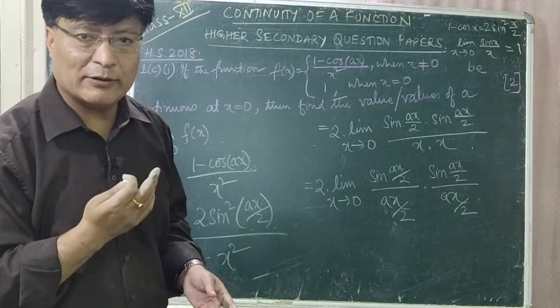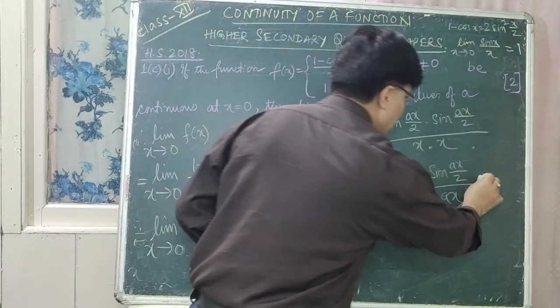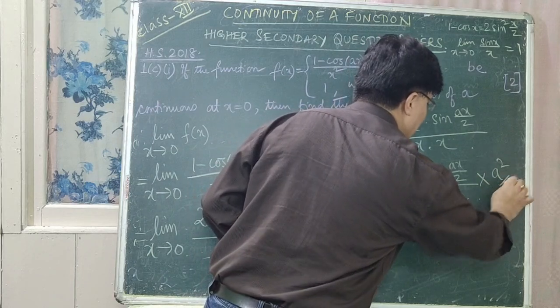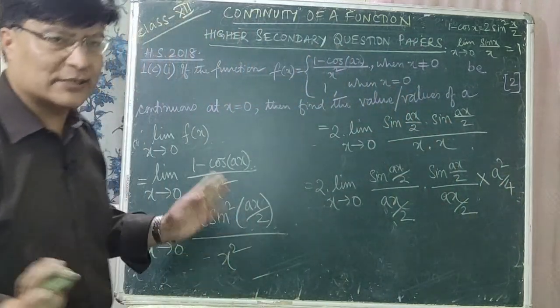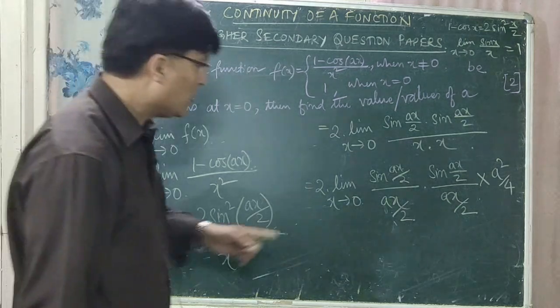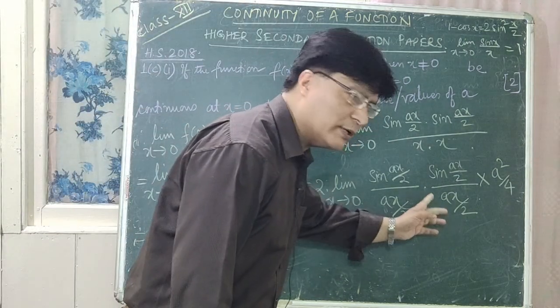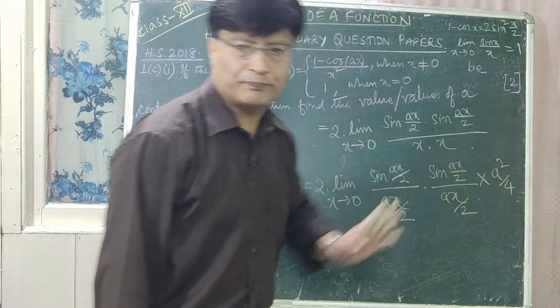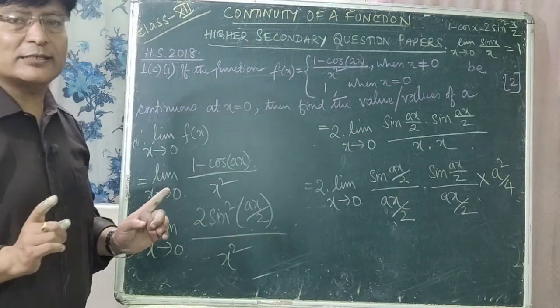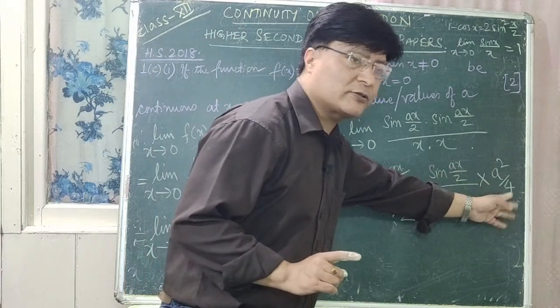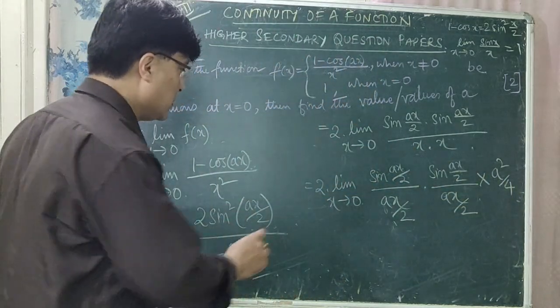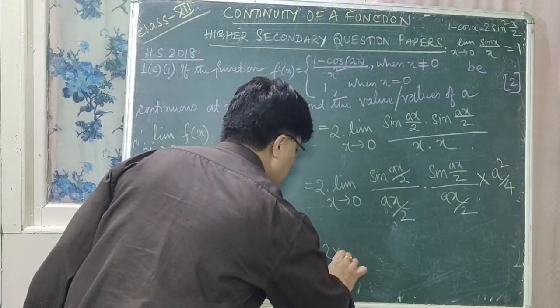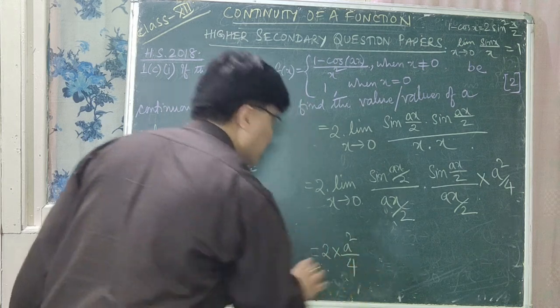But what should we do with it? We have to cancel it. So we write into a square divided by 4. Is that clear to all of you? So a by 2 into a by 2 is a square by 4, and to cancel it we write into a square upon 4. Now what will you do in the next step? This a square by 4 is constant. Take it outside the limit. So it is equal to 2 into a square by 4, right?